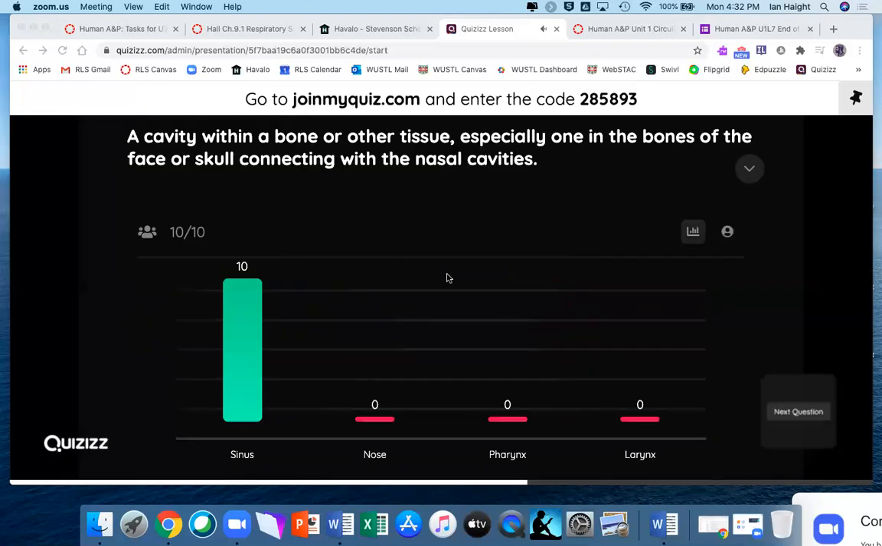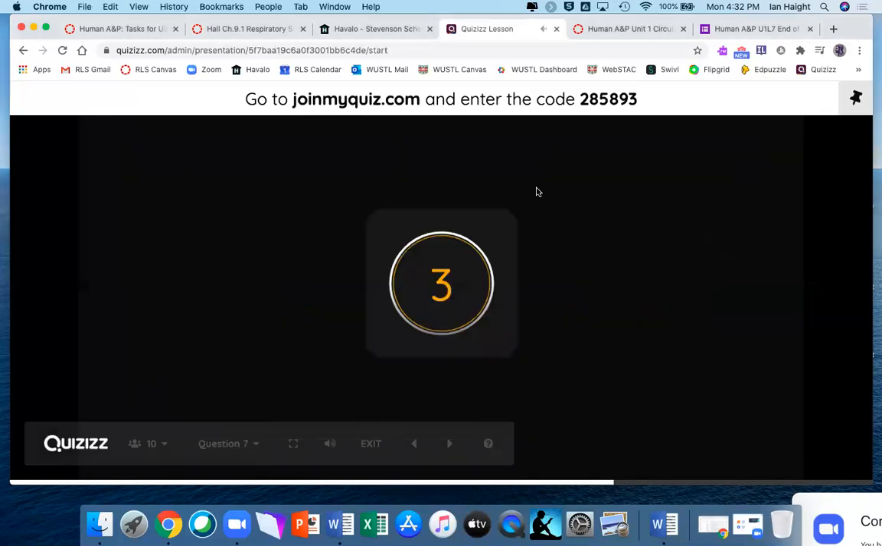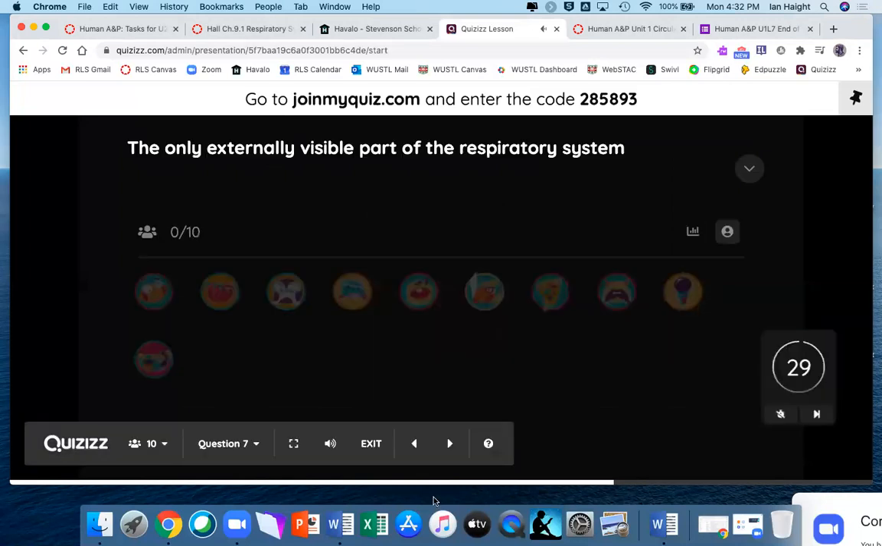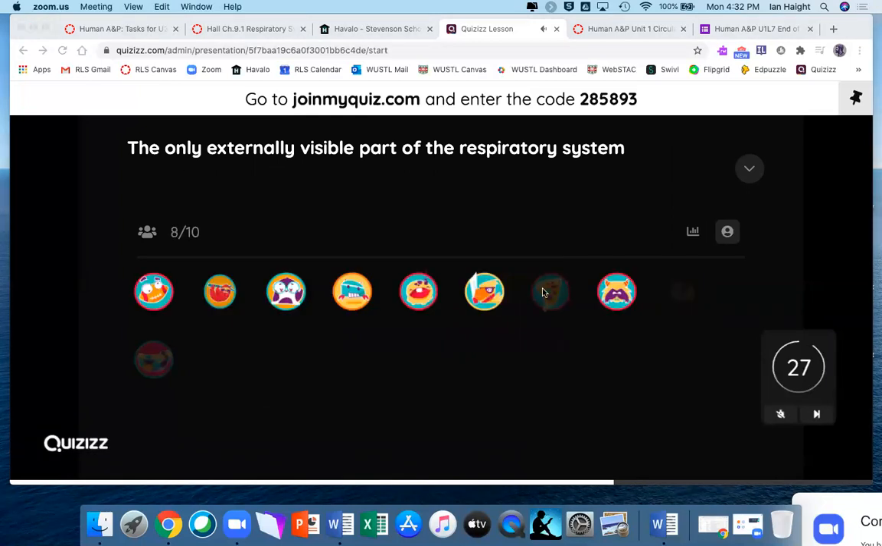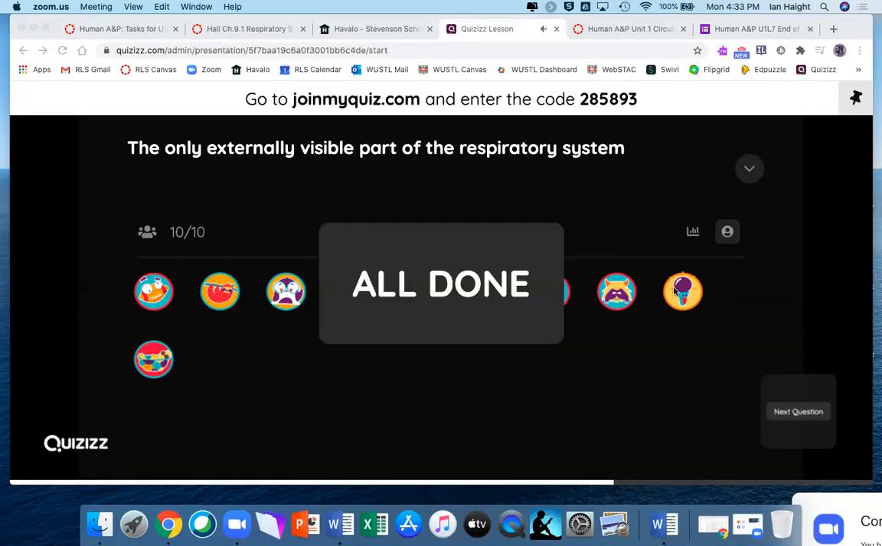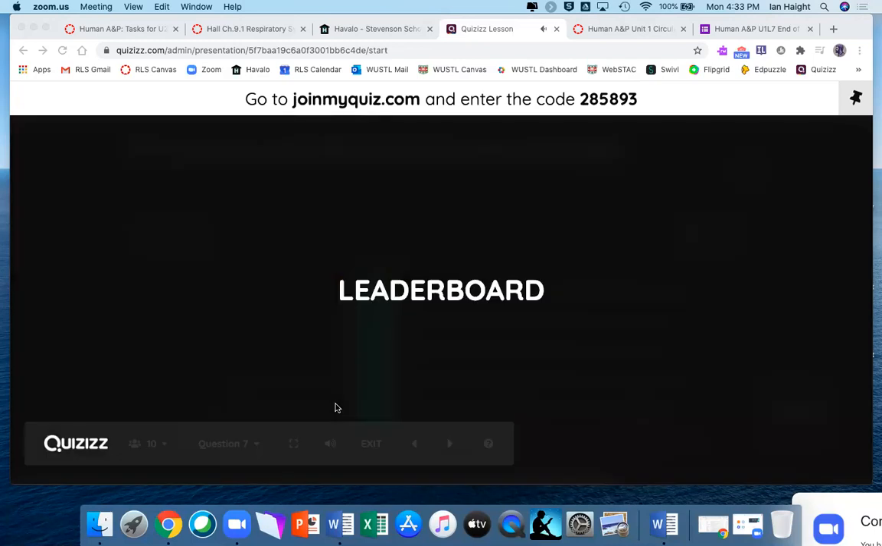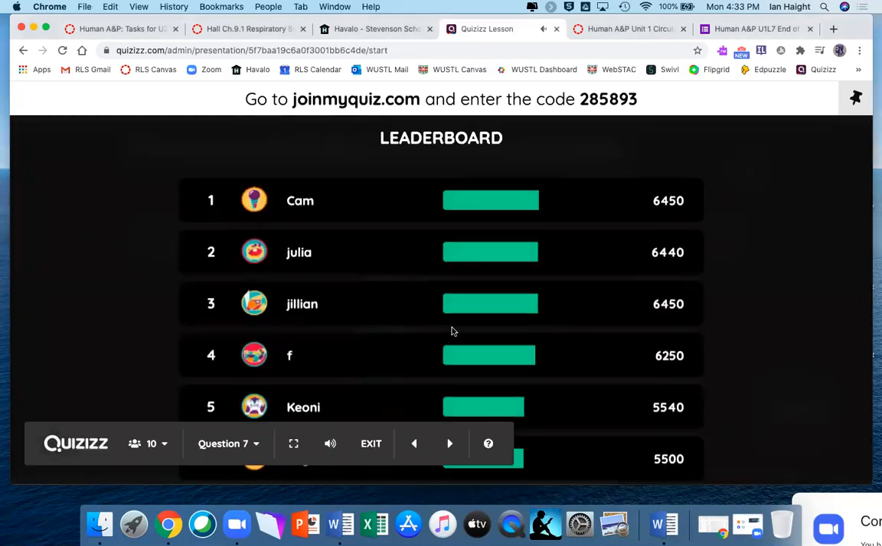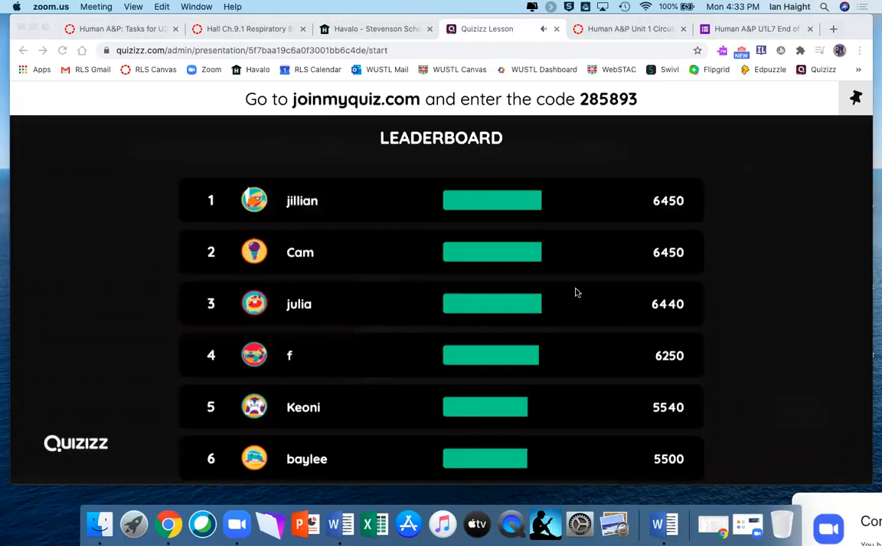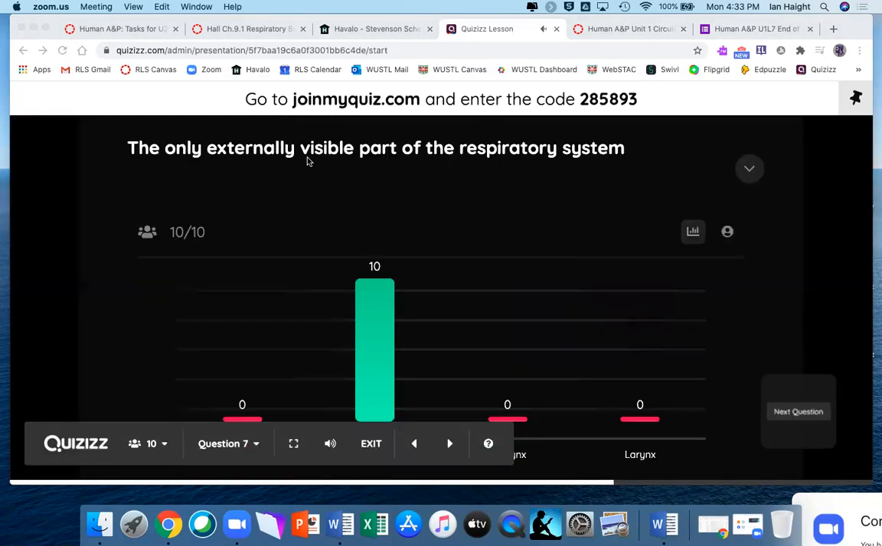Very good, you all got that those are your sinuses. No good when you get a sinus infection. The only externally visible part of the respiratory system. All right, Jillian back in the lead. Very good. Again, you all got that it is just the nose. That's the only external part we see.